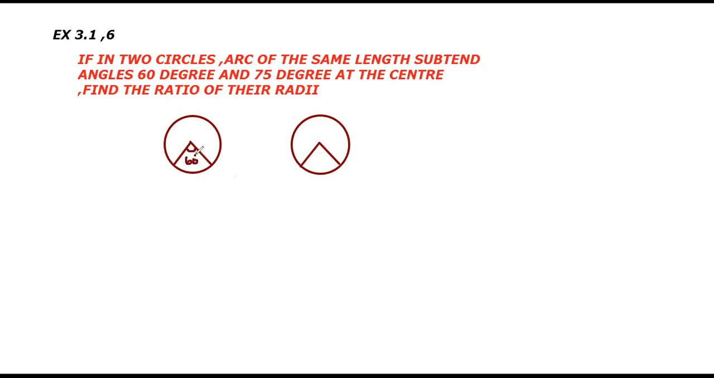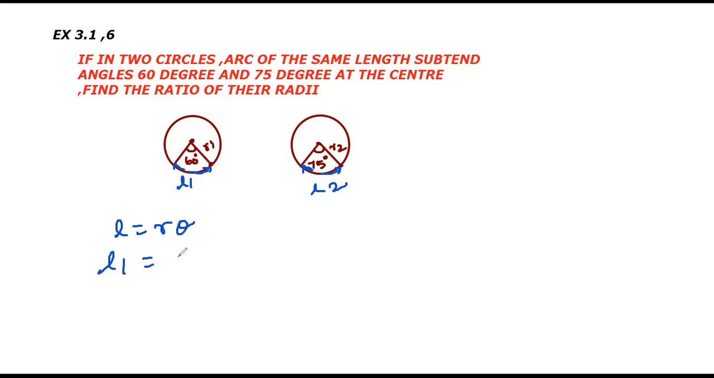This is 60°. The first one is 60°. And the second one is 75°. And assume this is the radius R1 from here to here, and from here to here is radius R2. Assume this as L1, and this is L2. So you know the formula already, the relation between the arc length and radius: L is equal to R theta.